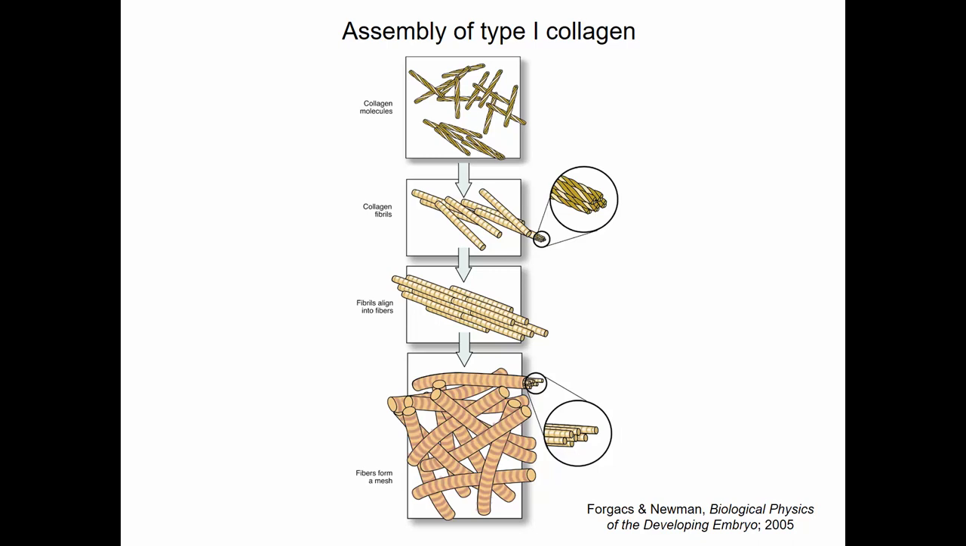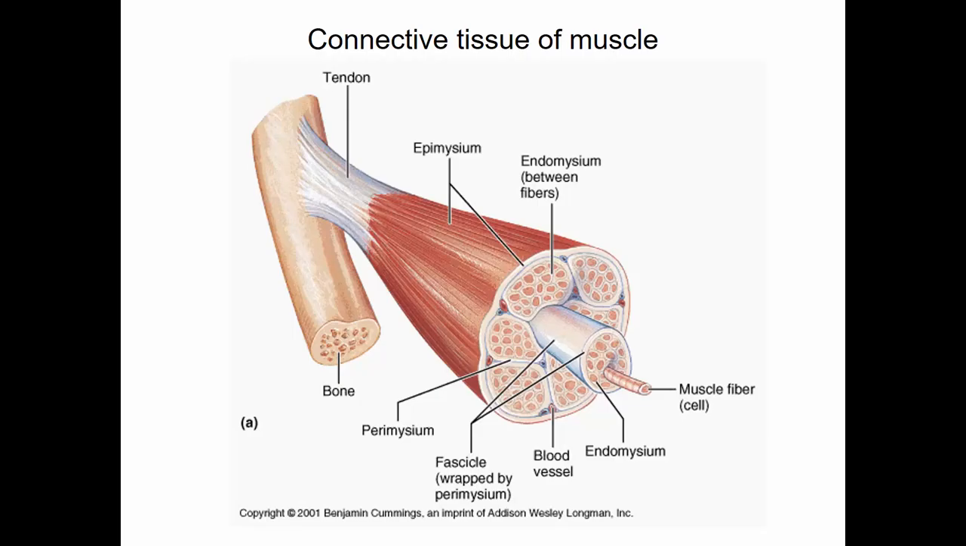If it was forming a regular connective tissue, these fibers would be lined up with each other just the way the fibrils are lined up with each other. But this is an irregular schematic here.